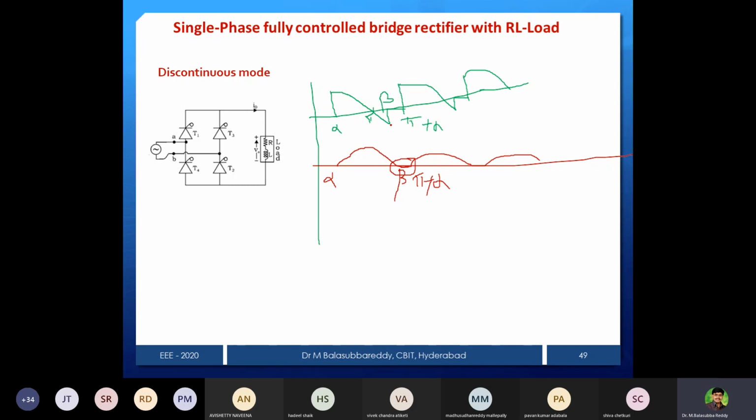That's the gap. You can see that here, from beta to pi plus alpha, no device is conducting. We call this a discontinuous mode of operation. Now the waveforms, everything is the same; the only reason is that the load inductor is small, so it becomes a discontinuous mode of operation.